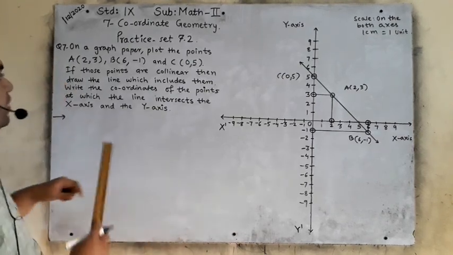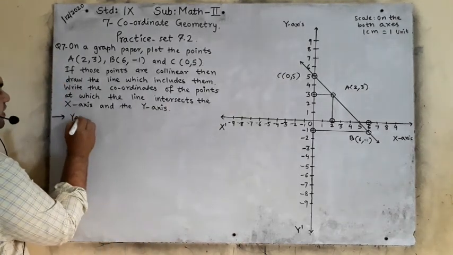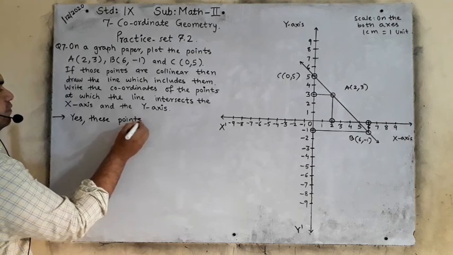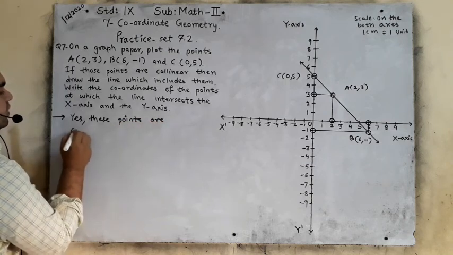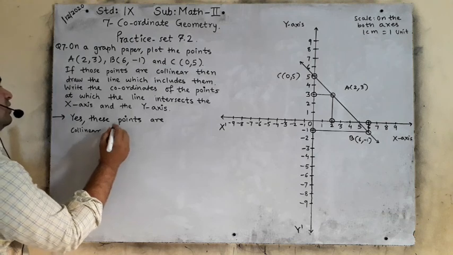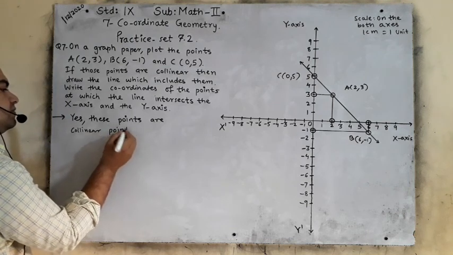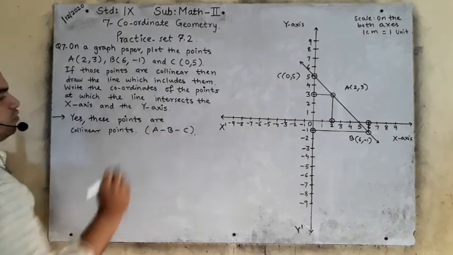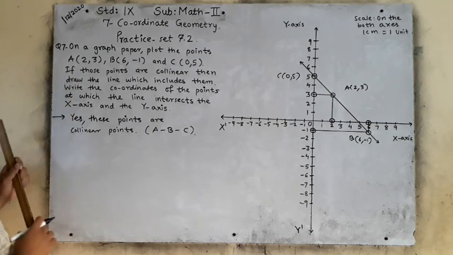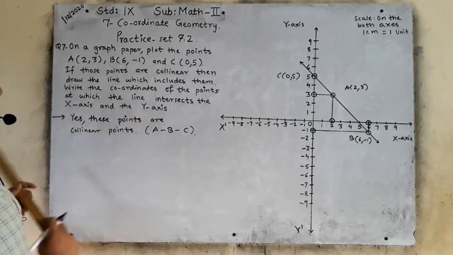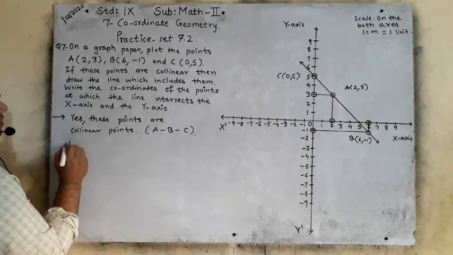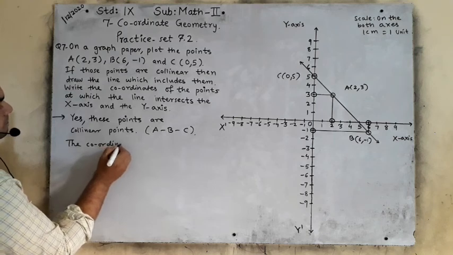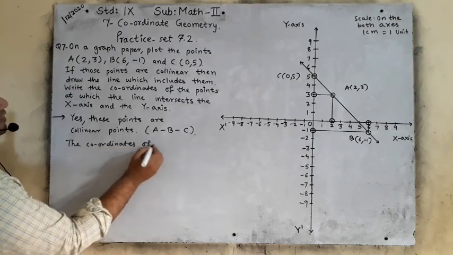It means first we have to write: are they collinear? Yes, we will write yes. These are collinear points. You can write like this: A, B, C are collinear points. Now we have to write the coordinates of the points at which the line intersects the x-axis. You will write the first one, the coordinates.